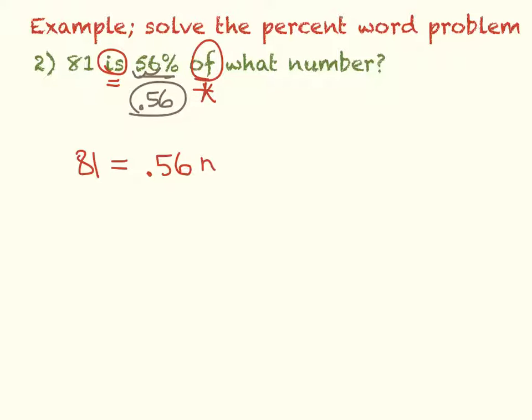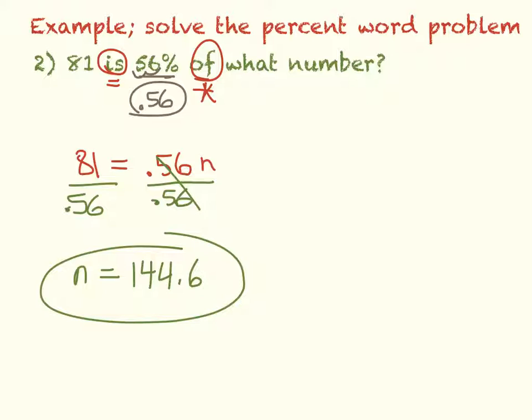Alright, so this is what I'm going to solve, and I'm going to solve for N, so I'm going to divide both sides by 0.56, and I have N is equal to 144.6 if you round it off. And that would be your final answer.